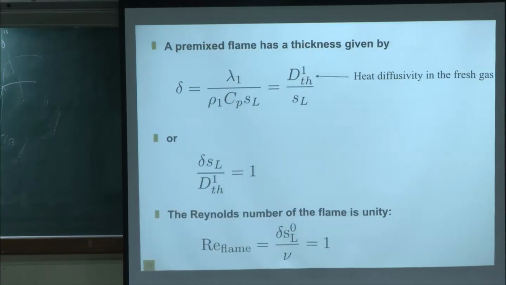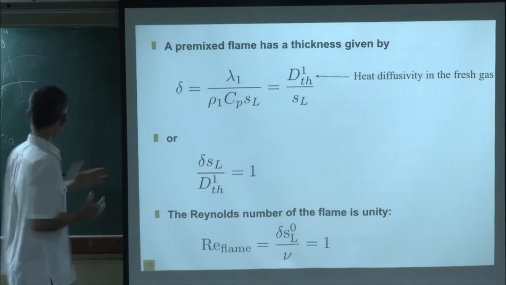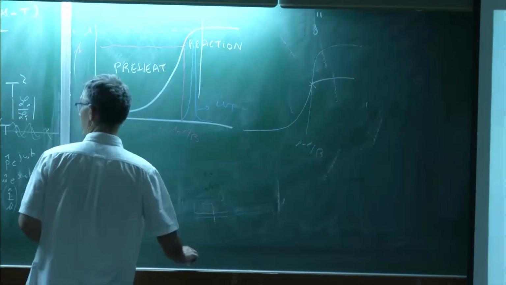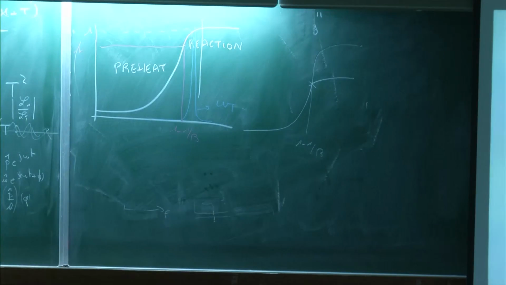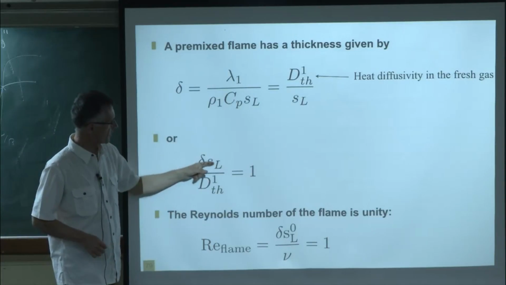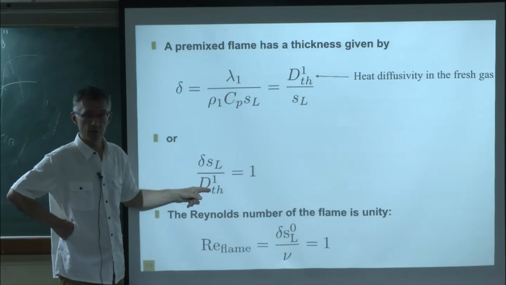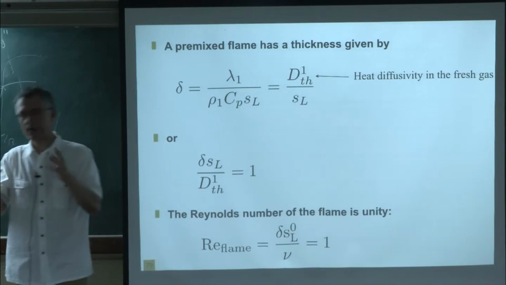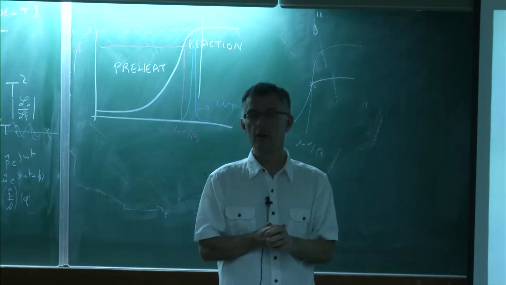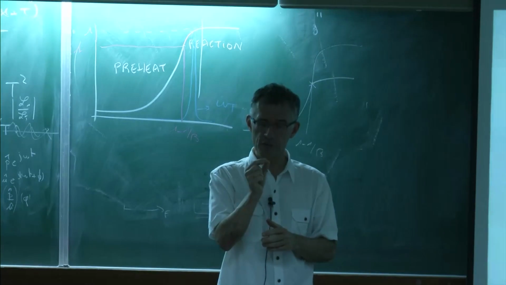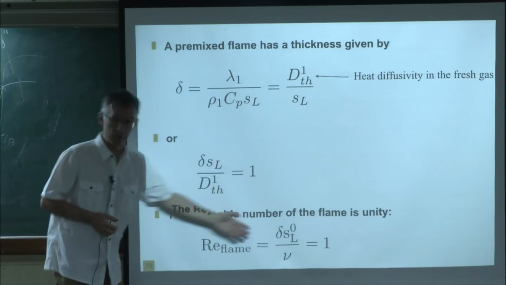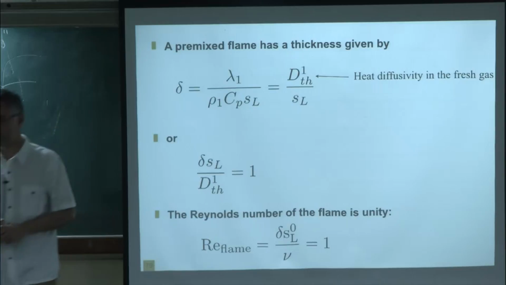So let me summarize what you learn when you do that. You learn that in a flame, there is a thickness, and this thickness is of the order of D divided by SL. You can write it in a different way, actually. You can say that the flame thickness multiplied by the flame speed divided by the diffusivity of the fresh gases is unity. In other words, the Reynolds number of the flame is 1. You know that you have the same relation for a shock wave. In a shock wave, the shock thickness multiplied by the shock speed divided by the diffusivity is 1, too. And so that's a useful way to remember this expression for the flame thickness.